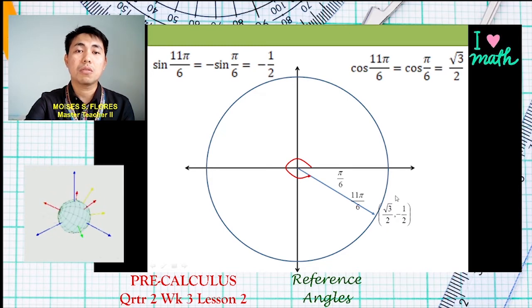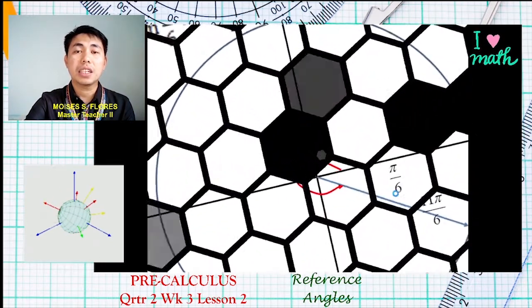That's how we determine the reference angle given in radian measure. Let's sketch it first, identify the quadrant, and consider the signs of the trigonometric functions and the coordinates. Let's have another example.